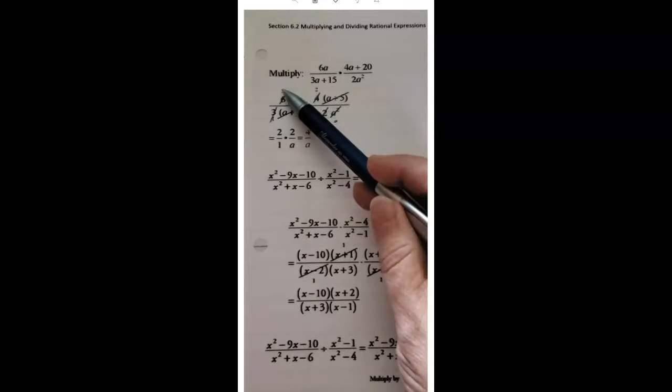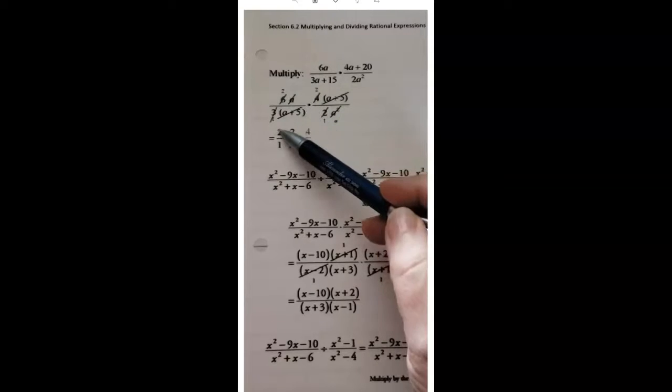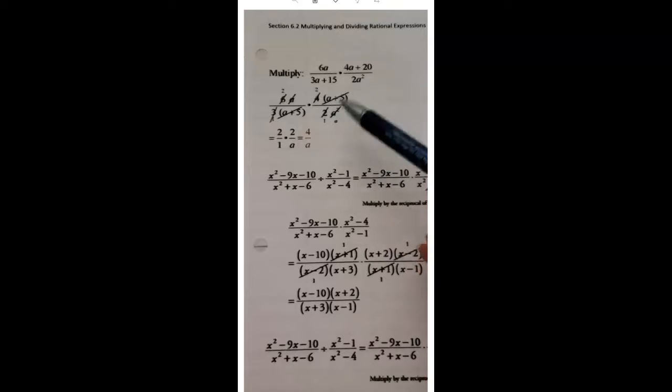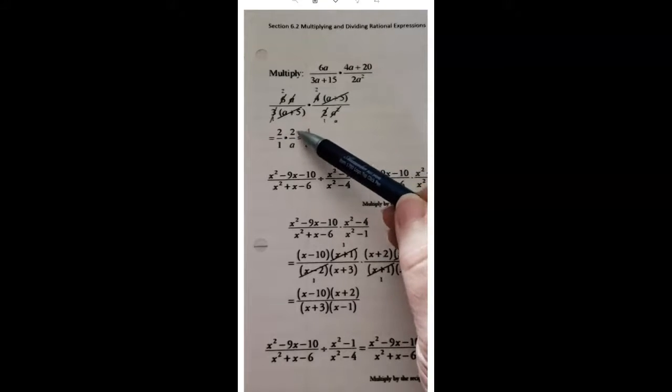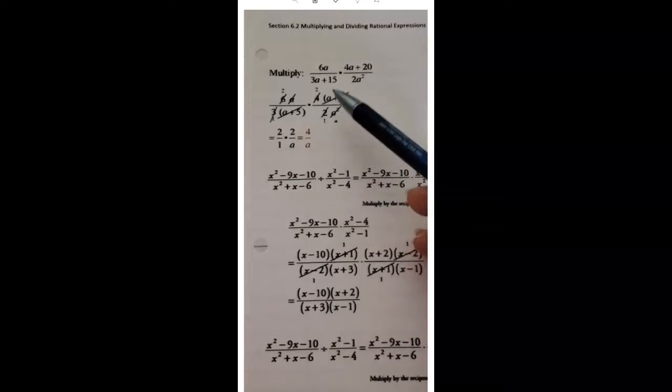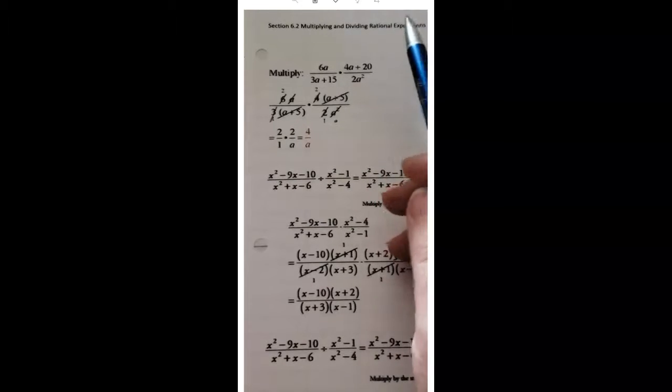So I'm left with a 2 here and a 1 on the bottom, and a 2 here and an a on the bottom. Now I can go ahead and multiply across and get 4 times 1a. And again, do I have to write the 1? No. You only have to write the 1 when it's on the top of the fraction. So multiplying fractions, factor, factor, factor.